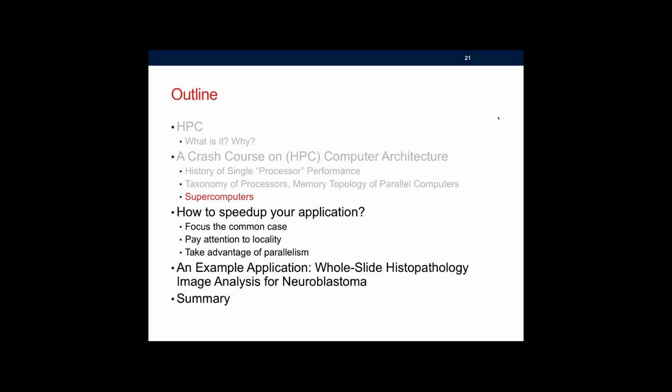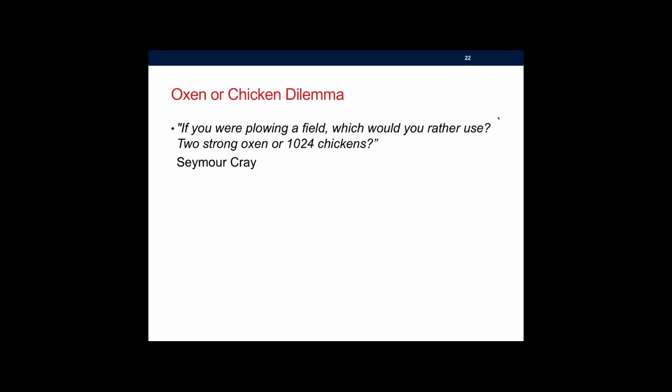So let me just very quickly go over supercomputers. This is an HPC lecture, so I need to talk about supercomputers. I'm going to start with a quote attributed to Seymour Cray of Cray computers: If you were plowing a field, which would you rather use, two strong oxen or 1024 chickens? As you can see, this comes from a computer scientist. It doesn't say 1,000, it says 1024 chickens.